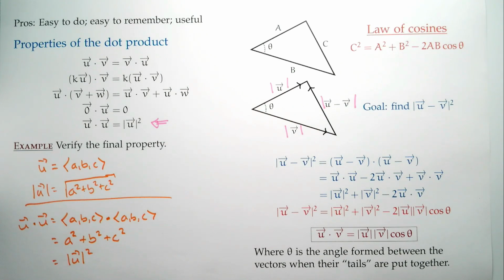Now what's the nice thing about this? The nice thing is this is purely geometrical. It doesn't rely at all on your components, because this is a length, this magnitude of u. This is a length, that magnitude of v. And theta is a geometrical measurement. And that's why we can say that the dot product is a useful thing. It has a nice application. All right. Well, let's try some examples.